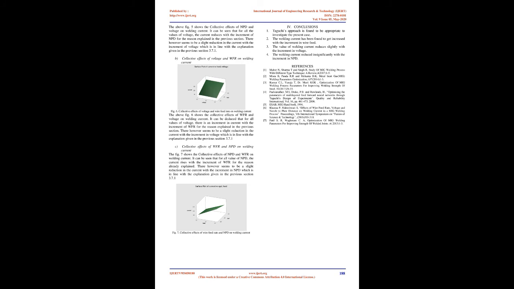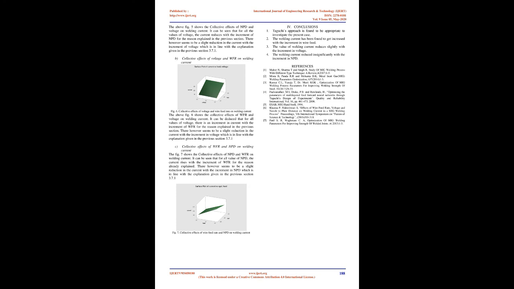B. Collective effects of voltage and WFR on welding current. Fig. 6. Collective effects of voltage and wire feed rate on welding current. The above Figure 6 shows the collective effects of WFR and voltage on welding current. It can be deduced that for all values of voltage, there is an increment in current with the increment of WFR, for the reason explained in the previous section. There, however, seems to be a slight reduction in the current with the increment in voltage, which is in line with the explanation given in the previous section 3.7.1.